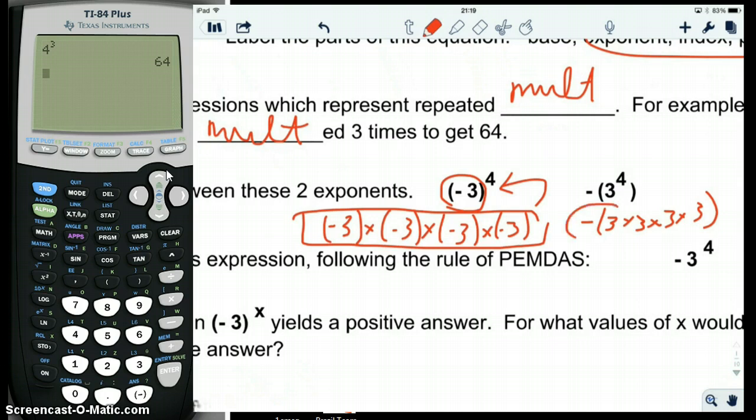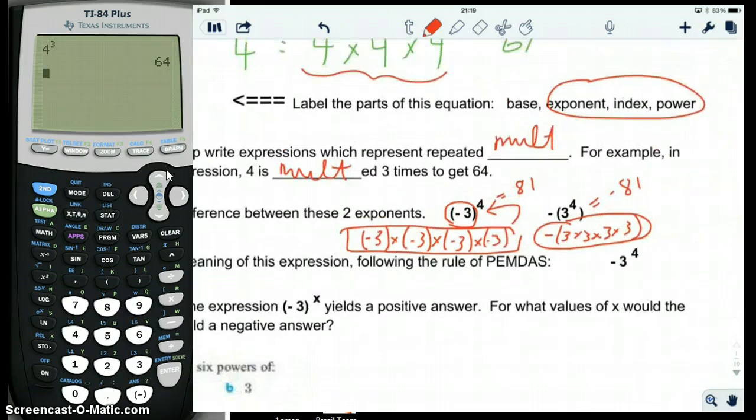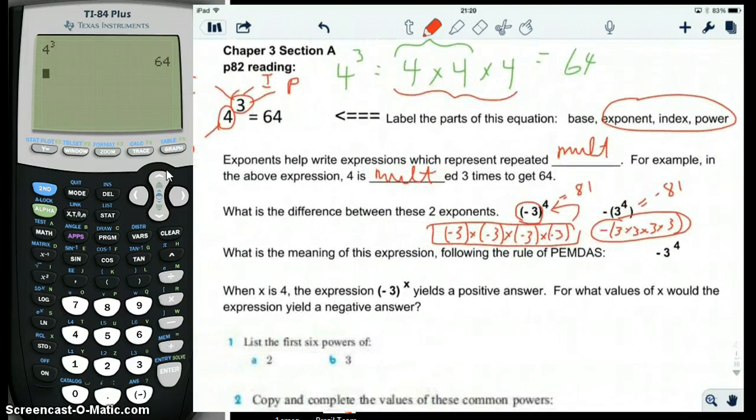Now on this one, after you get the 81, then you're going to take the negative of it. So the answer to this one is actually negative 81. The answer to this one is 81. So you can see the difference there. Whenever you have a negative number for the base, depending on the exponent, you might get a negative number, you might get a positive number.